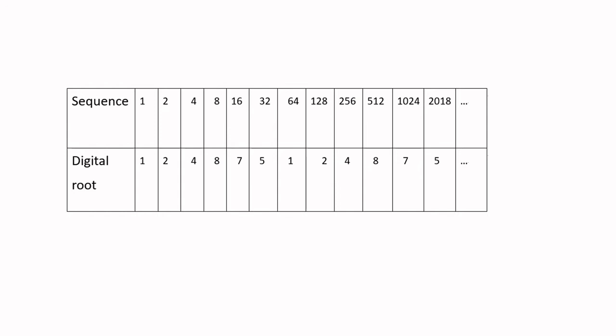This repeated pattern 1, 2, 4, 8, 7, 5 appears. And we will explain that this repeated pattern is caused by the employment of a decimal system. If a different numeral system is employed, there will be a different repeated pattern of a digital root.